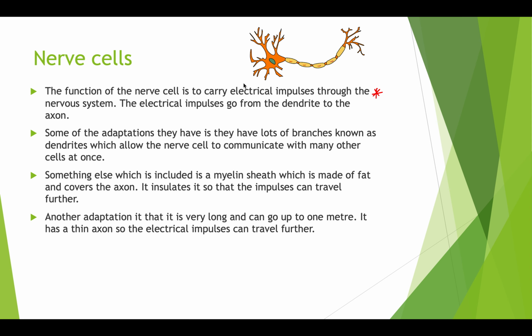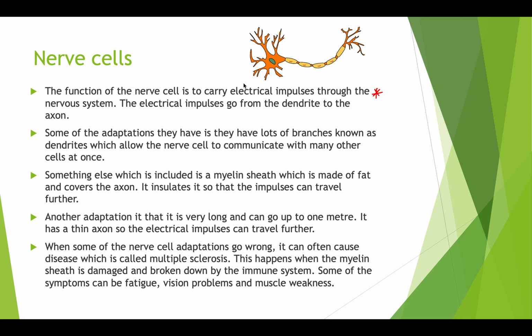So another adaptation is that they're very long. They can get up to 1 meter. They have a thin axon, so electrical impulses can travel further. And when the nerve cell adaptations go wrong, it can often cause a disease called multiple sclerosis.